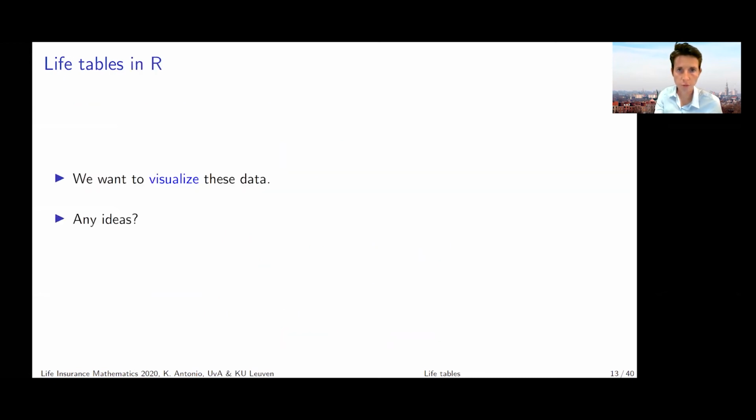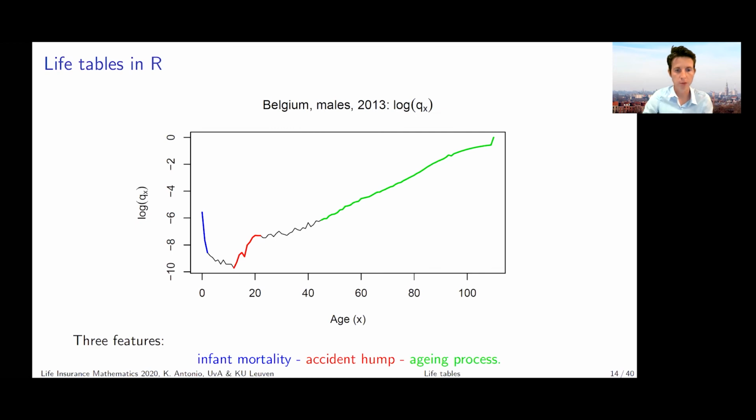So to give you a first glimpse at how we can visualize such data, here are a few examples that I prepared and on which you will further elaborate in the DataCamp course. So what you see here is for one particular year of data, 2013, I plot the logarithm of the qx against x. So x is at the horizontal axis, and then on the vertical axis, I've got the logarithm of the mortality rate, right? So then it's very striking to see three phenomena being pictured in this graph.